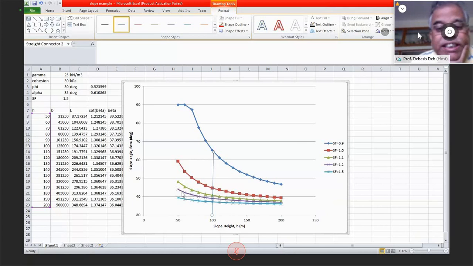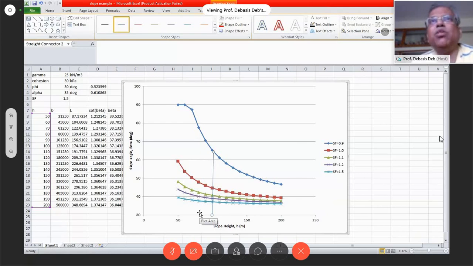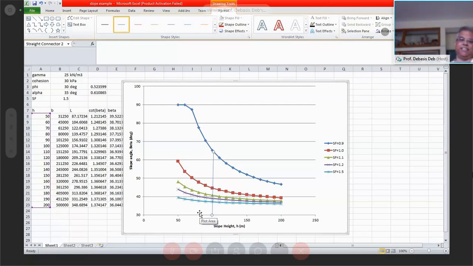Okay. So what you are seeing is from 1.2 to 1.5, the slope angle is not reducing that much. Meaning that it is more or less coming to a stable condition, that after this, however much safety factor you increase, you still have to maintain the angle. So more or less you can see it maintains at about 36 or 37 degrees. So that is basically what you can call the ultimate pit angle.